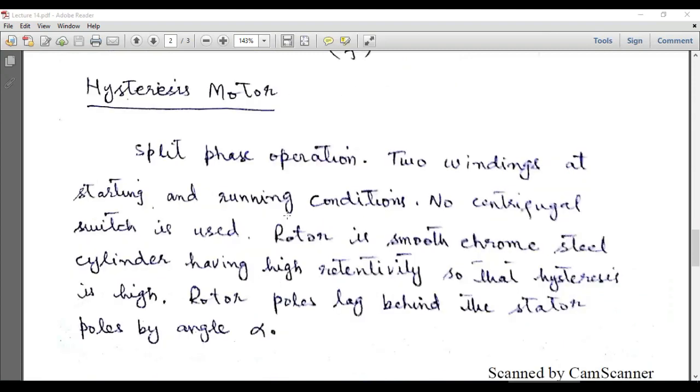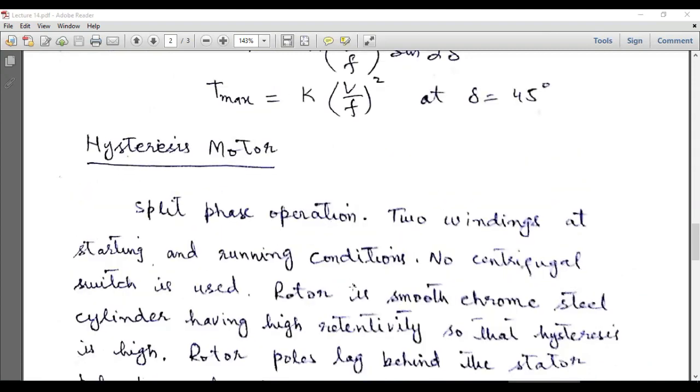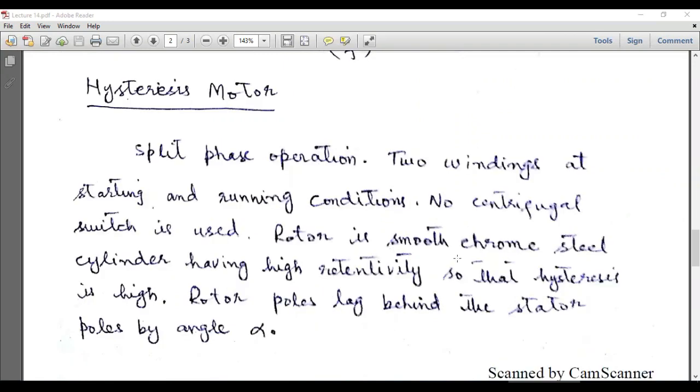The only difference between the hysteresis motor and the reluctance motor is that the rotor in the hysteresis motor is a smooth chrome steel cylinder. So there will be no unequal separation between the stator and the rotor, and no non-uniform air pockets. The operation of this hysteresis motor will be free of noise and jerks, and it will provide smooth operation. In a hysteresis motor, the rotor is made of chrome steel, a material which has very high hysteresis loss, or we can say the retentivity is very high for this magnetic material.